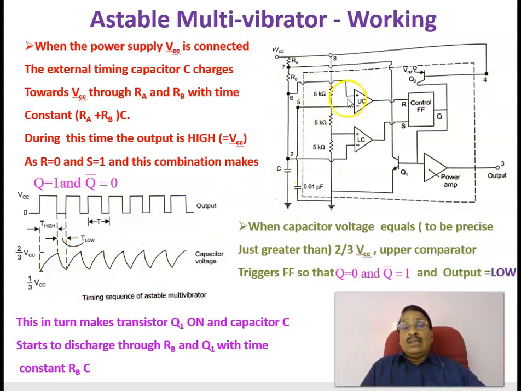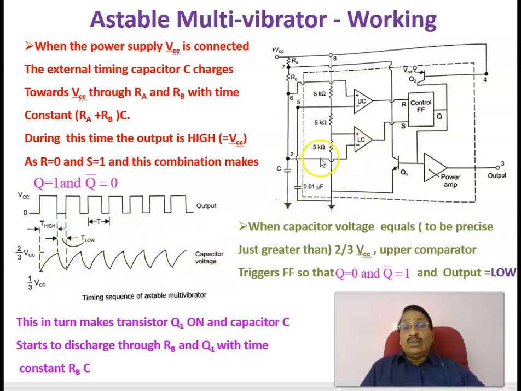Once the voltage reaches 2/3 VCC, reset happens, so Q equals 0, Q bar goes high, and the output changes to 0. Then the capacitor discharges through RB and through the transistor to ground, because the transistor is turned on, with a time constant of RB times C. That is the discharging from 2/3 VCC to 1/3 VCC.